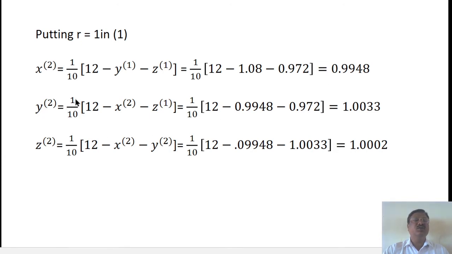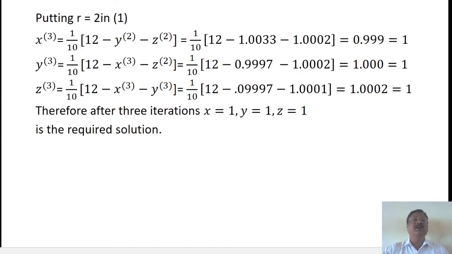So y raised to 2 is 1 upon 10, 12 minus x raised to 2 minus z raised to 1, 1 upon 10, 12 minus x raised to 2 we got recently, substitute, minus 0.972 from the previous iterate, which is giving you 1.0033. Now z raised to 2 is 1 upon 10, 12 minus x raised to 2 minus y raised to 2, which is 1 upon 10, 12 minus, substitute both the values which we got from the above. So that will give you, after simplification, 1.3002.